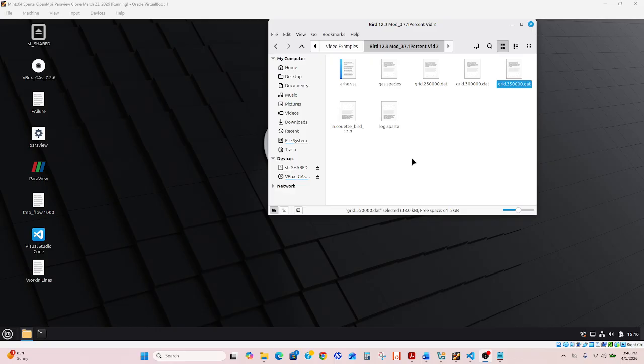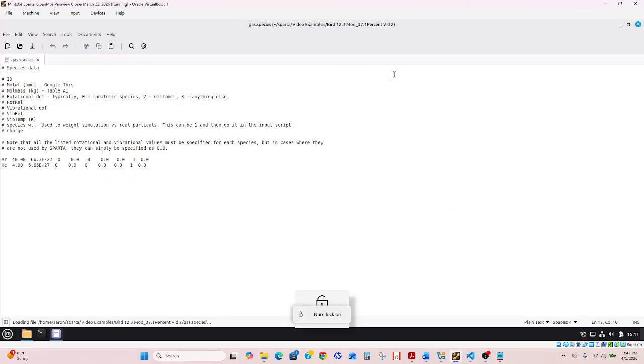we'll start with the species file like we did on the last example. And now in this species file, we actually have two different species, which are argon and helium. Once again, you lay it out with this index here, and then the different parameters that you'll be using. Like I said, this one doesn't include vibrational energy exchange or rotational energy exchange, so those aren't used. The species weight is still going to remain 1 for both of them because we're going to weight the simulation versus the real particles inside of the input script.